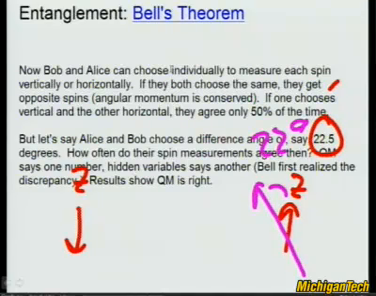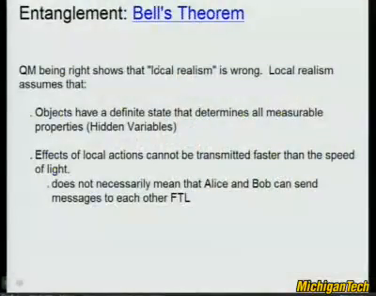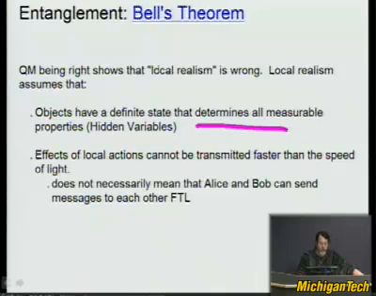Oddly enough, it was shown, even recently, these experiments are ongoing, that quantum mechanics is right. And even people who believed in hidden variables and local realism were wrong. So quantum mechanics actually shows that local realism is essentially wrong. And local realism assumed that either, well, both possibly, objects have a definite state that determines all measured properties, hidden variables, and or the effects of local actions cannot be transmitted faster than the speed of light.